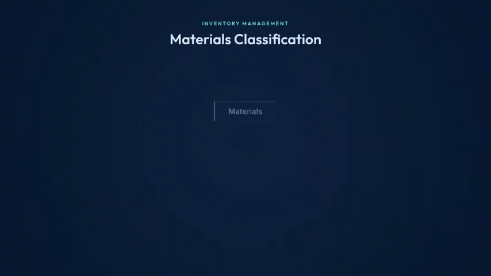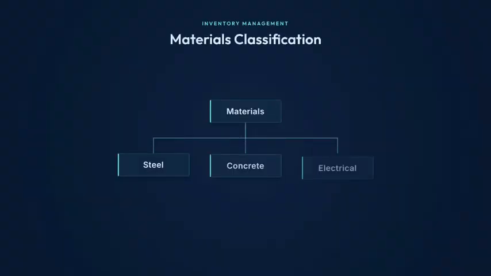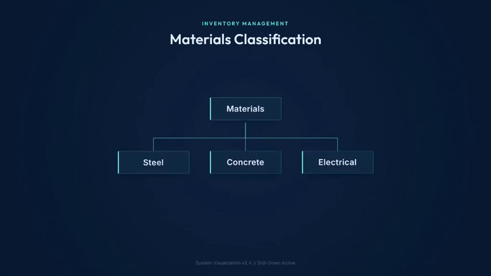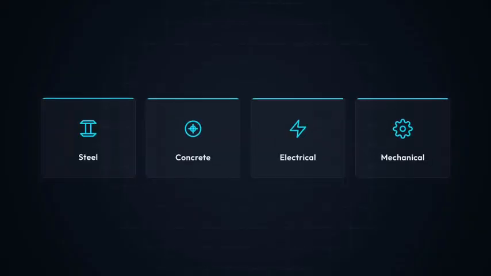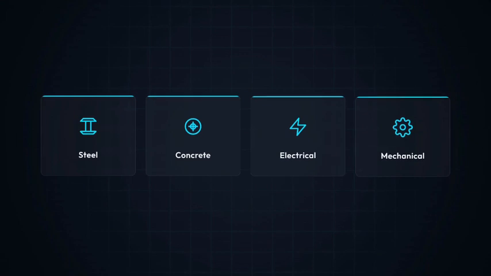Now zoom in. Level 2 breaks each bucket into categories. Level 3 is where it gets specific. Take materials. Level 3 breaks it into the actual stuff. Steel, concrete, electrical, mechanical, and everything else. And that's the whole trick.